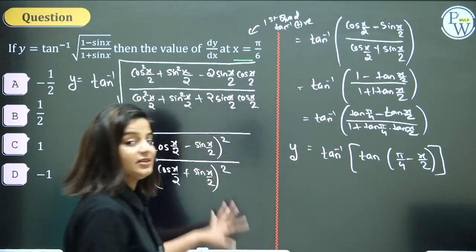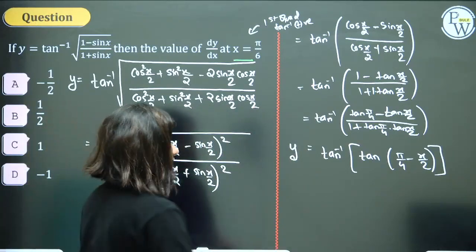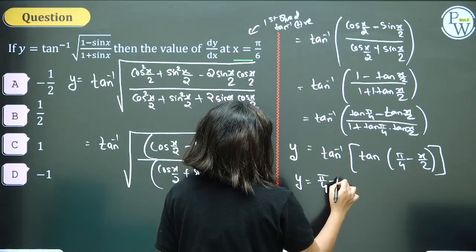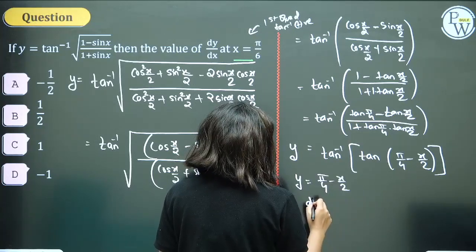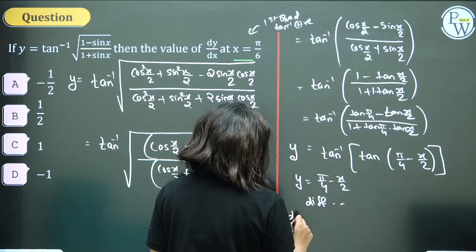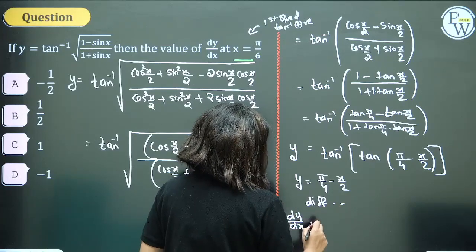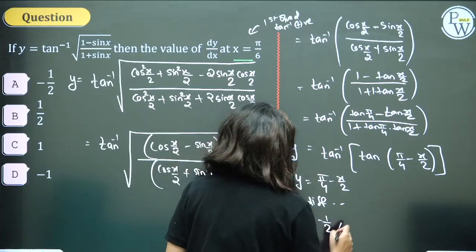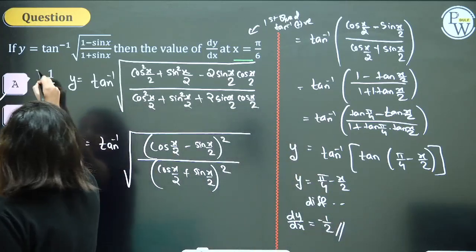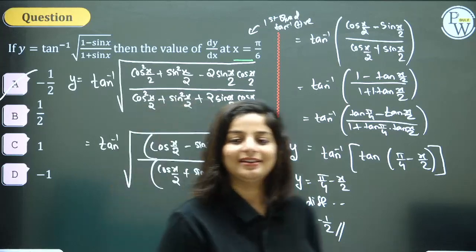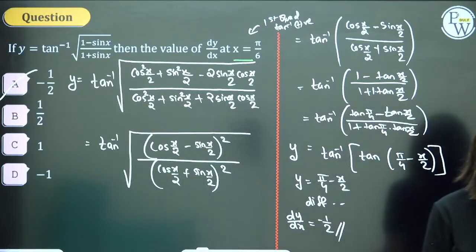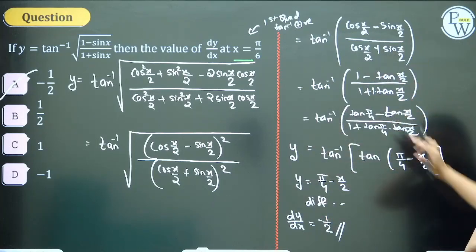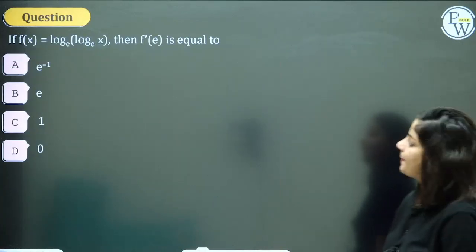This is y. So far we have not differentiated, just simplified. Tan inverse tan cancel. Y is equal to pi by 4 minus x by 2. Now it's ready to be differentiated. Dy by dx. Derivative of pi by 4, 0. Derivative of minus x by 2 is minus 1 by 2. Option A is correct. Nice question. This is simplification from class 11 trigonometry, nothing else.